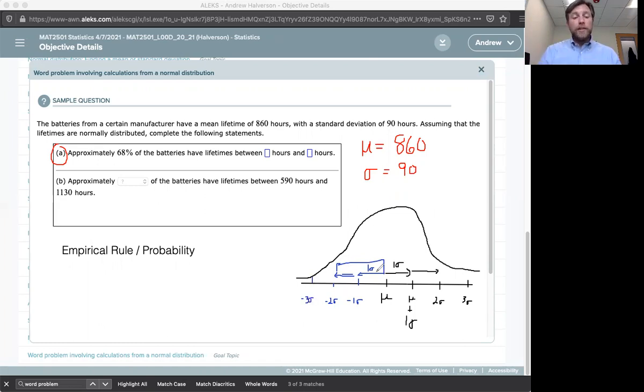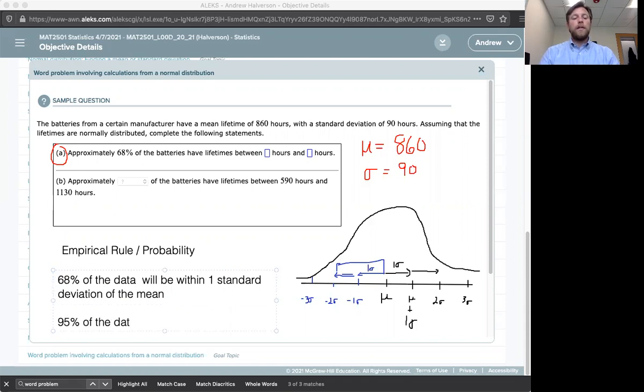So what's the purpose, and how does this relate to the empirical probability? There are some guidelines. 68% of the data will be within 1 standard deviation of the mean. 95% of the data will be within 2 standard deviations. And 99.5%, or is it 97.5? I think it's 99.5, of the data will be within 3 standard deviations.